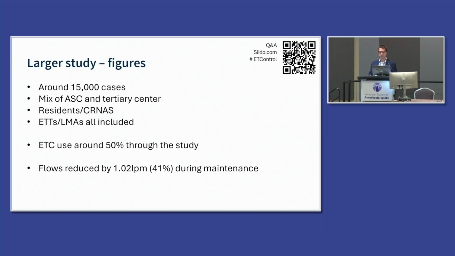When it was used, flows reduced by about 1 litre a minute, 41%. I think that number seems to come up a lot. This is real-world data. There was no study protocol for this. We just threw the machines out there to see what would happen.